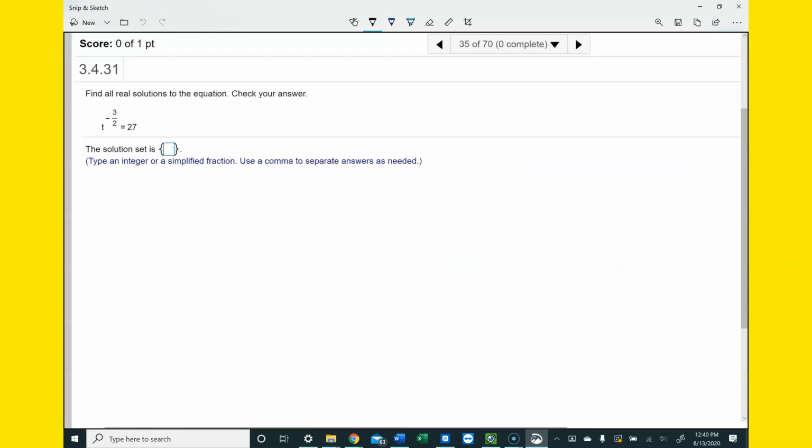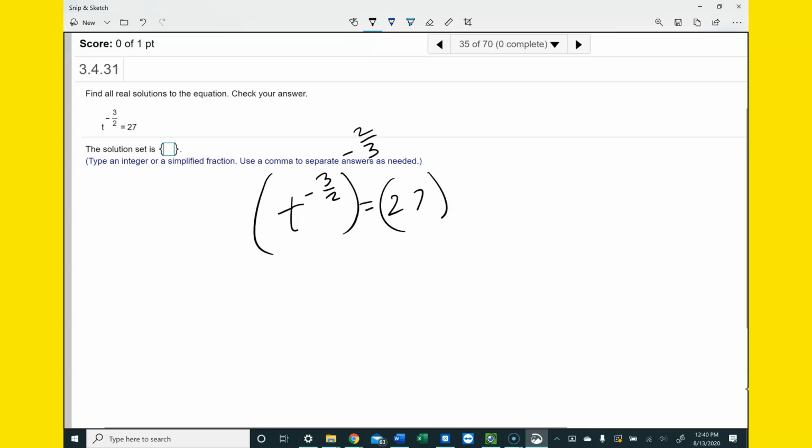Okay, similar situation on this problem. T to the negative 3/2 equals 27. I will simply get rid of that by raising it to the negative 2/3 on both sides.